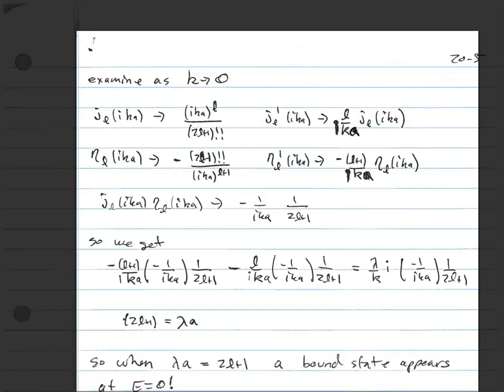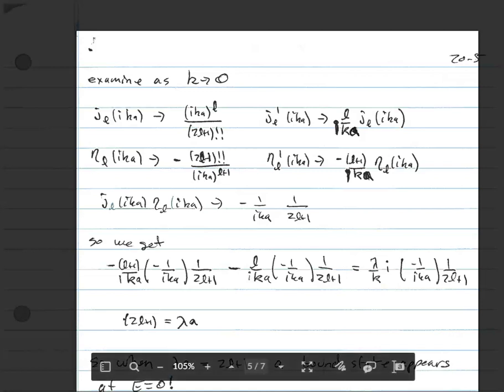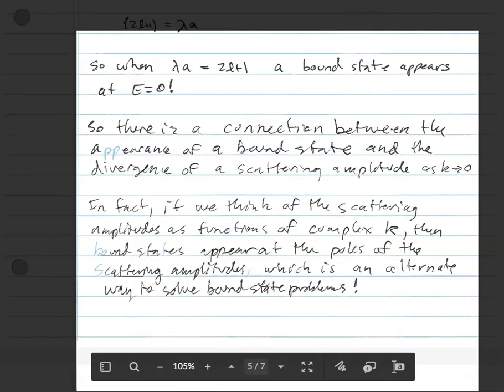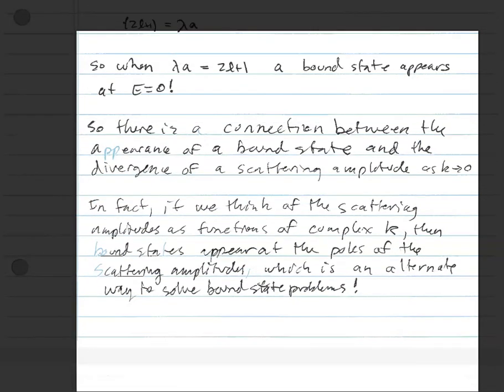What that tells us is when lambda A is equal to 2L plus 1, a bound state is going to appear at E equals 0 because we're looking at the limit as K goes to 0. So that energy, which is minus h bar squared K squared over 2M, will be approaching 0. So indeed, this is showing us from solving that bound state equation and taking the limit as Ka goes to 0, that indeed that condition for the resonance, the Feshbach resonance, is exactly the condition that a bound state is appearing at E equals 0.